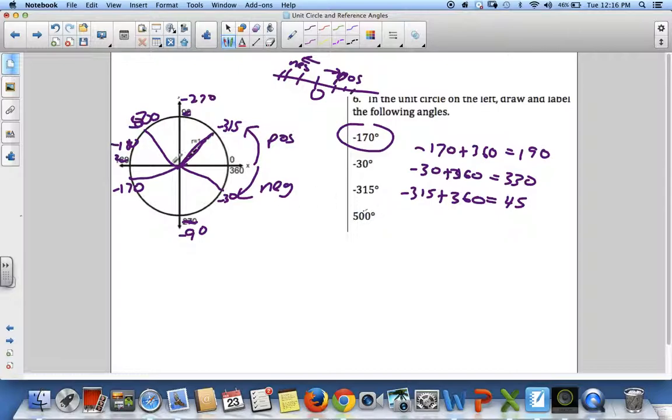And 500 is too far, so I'm going to subtract 360, and that's the same thing as 140, which is the same angle as 140 right over here. So sometimes with the directions, if I put it in a value between 0 and 360, it's easier for me to find. Either way works, if I can go around that way or whatever.